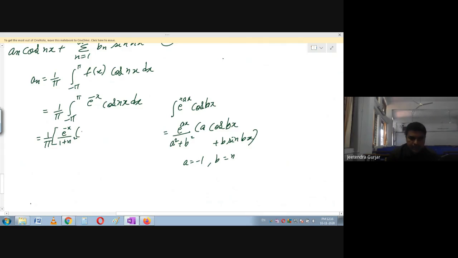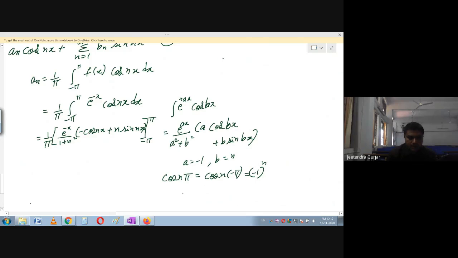In the bracket, this is again a cos bx, meaning minus cos nx, plus b sin bx, so it is n sin nx, integration from minus pi to pi. Please remember this, students. I have already given the formula. Please remember this always: whenever cos n pi or cos n minus pi is there, this will always be minus 1 raised to n. So please remember this very important formula.